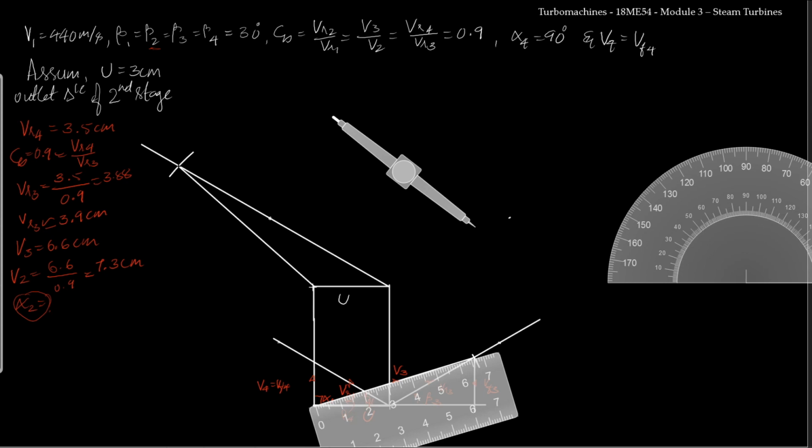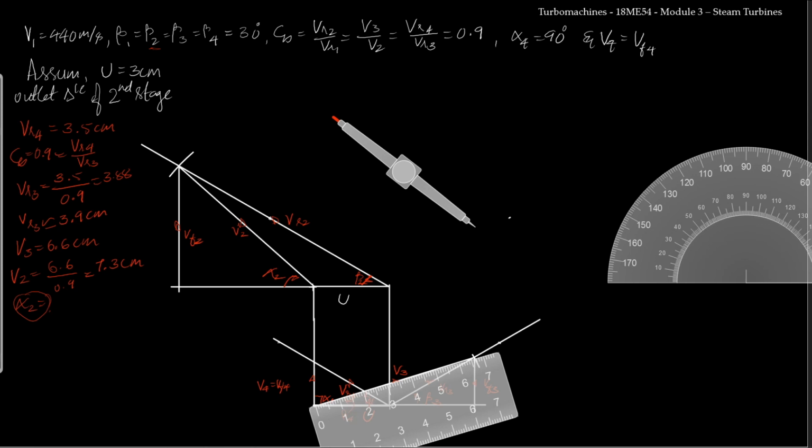So by drawing a vertical line here and extending this U towards left. So now I will name the velocity, this is VR2 and this is V2, this is VF2. So this angle will be our alpha 2 and this angle is beta 2.